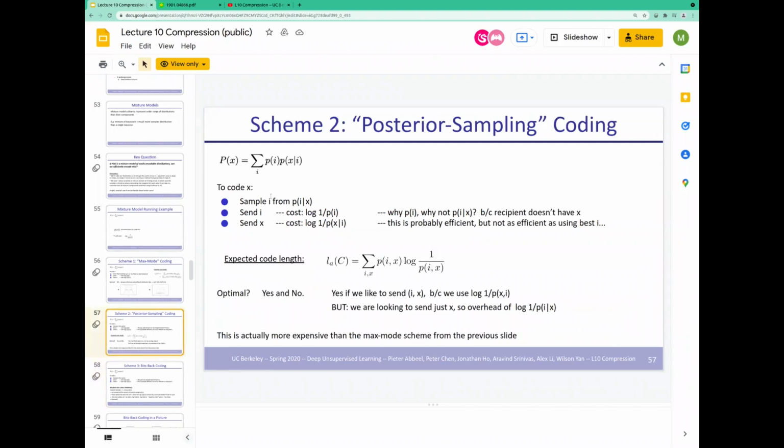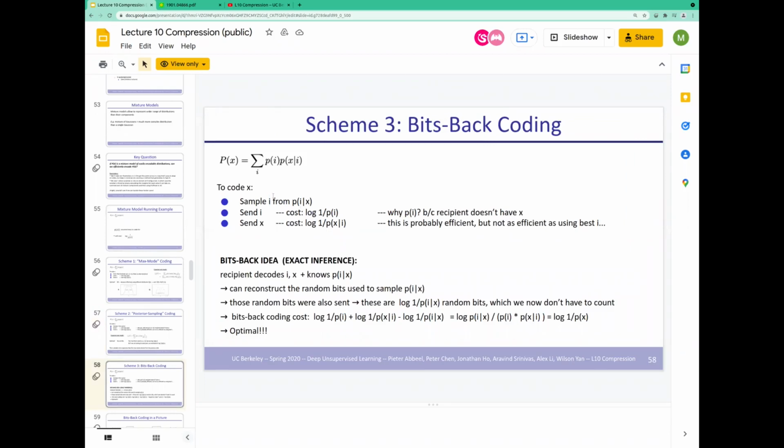I guess previously we just sampled and we didn't say how we sampled I, but here we'll say we sample I from some bit string or some strategy that is dictated, and that information is then transmitted to the receiver. Okay, so those random bits are also sent, and the information that is sent is log 1 over pi of x, because we chose I of x.